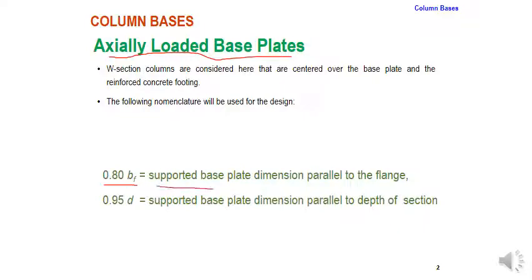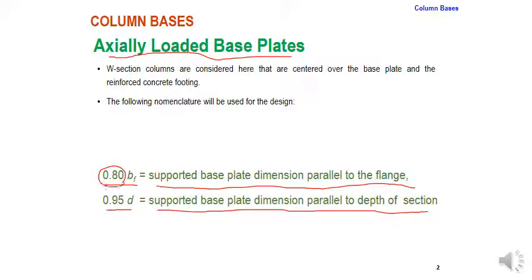That gives the supported base plate dimension parallel to the flange, and 0.95 D will be the supported base plate dimension parallel to the depth of the section. So out of the total depth and BF, we are considering just 80% of the width of the flange for our B direction. That will be the supported base plate. Meaning if the support of the base plate is required, there will be no overturning in that portion where 80% of the BF has been considered. And along the web, 95% of the web dimension is considered supported for the base plate, where no overturning is produced.